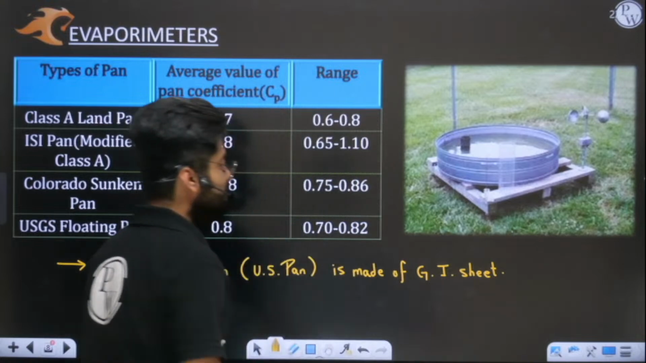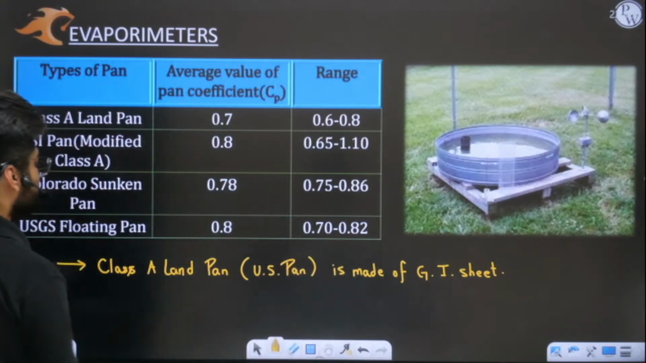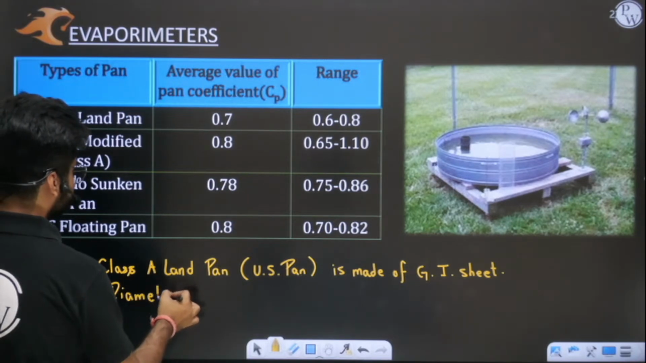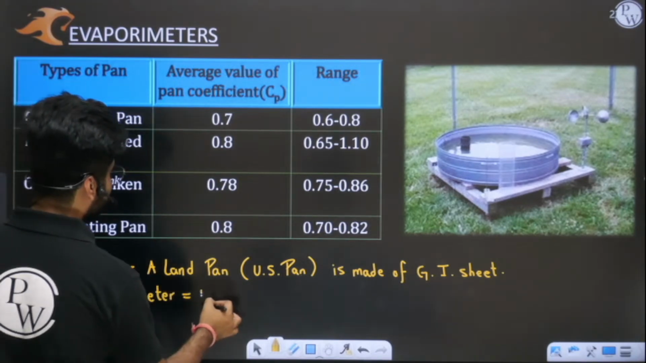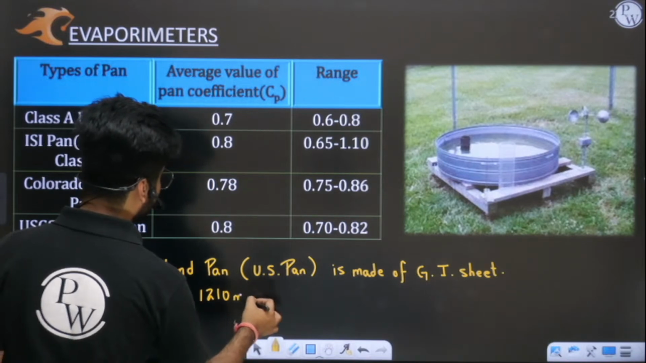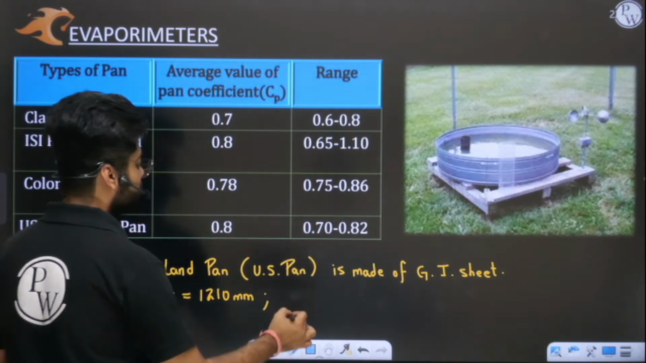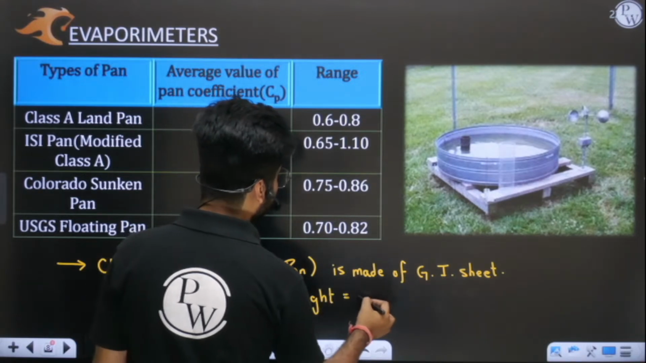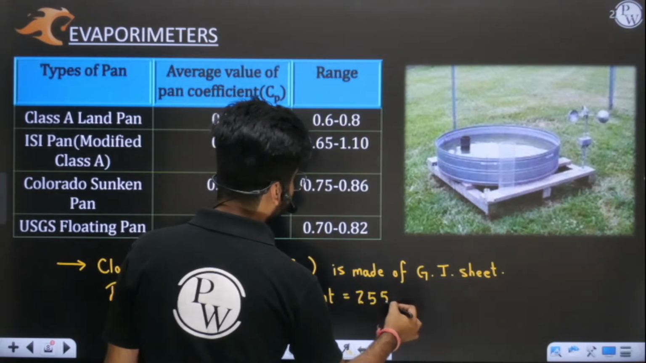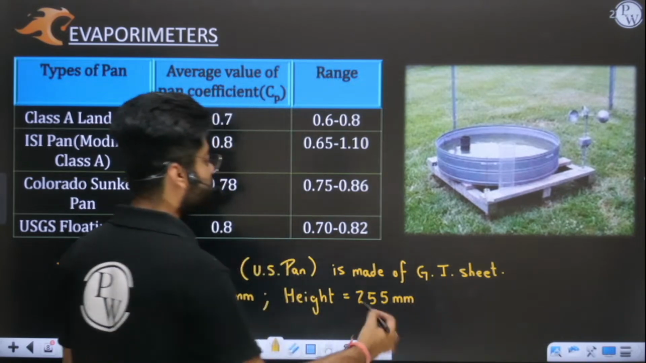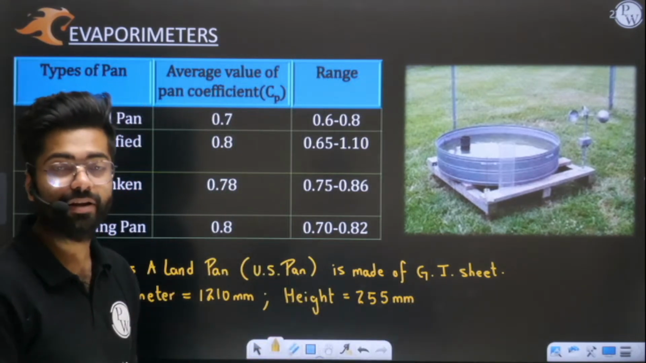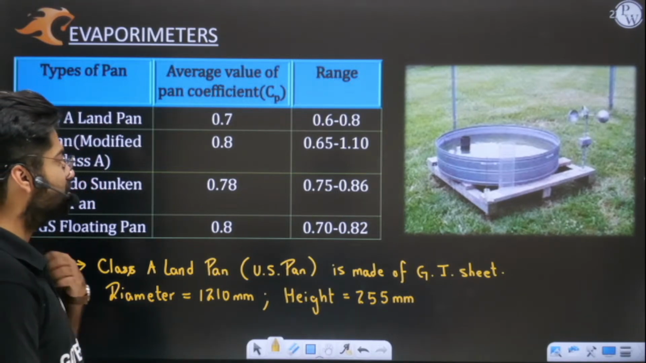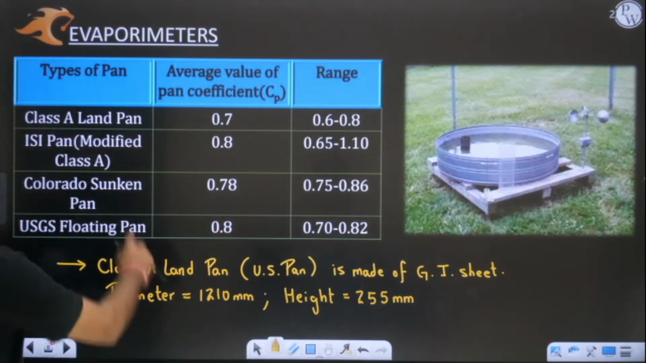Its diameter is 1210 mm, and the height of this pan is 255 mm. So the Indian pan is also somewhat similar, but they have changed the metal and altered the diameter a little. But it is very, very similar to your USA pan.